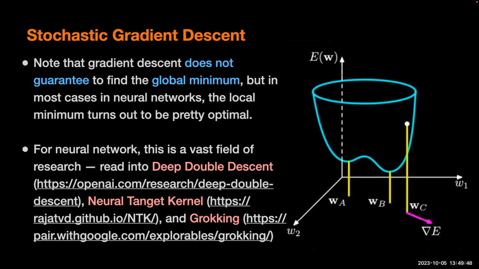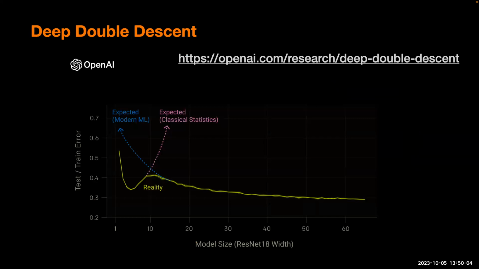Right? So deep double descent came out around 2016 or 17, and the neural tangent kernel became popular in 2018 and 2019. Grokking is another thing that became really popular since last year, 2022. So let's talk about what deep double descent is.